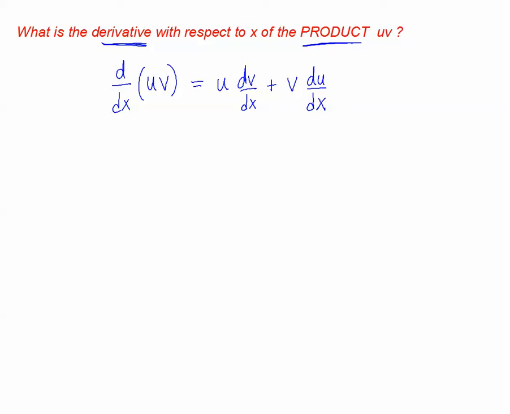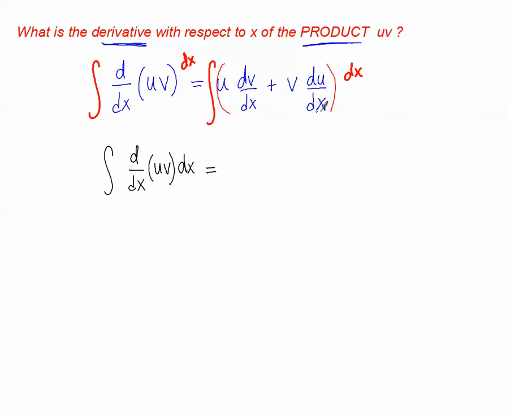Now let's talk about what we do when we integrate that. So I'm going to say, let's take the integral of both sides with respect to x. So what I have is the integral of the derivative with respect to x of u times v with respect to x equals, and because this is a sum, I'm going to write this integral separately. The integral of u times dv dx with respect to x plus the integral of v times du dx with respect to x. What happens when I take the integral of a derivative? Those are inverse processes. They cancel each other out. So on this side, I'm left with u times v.